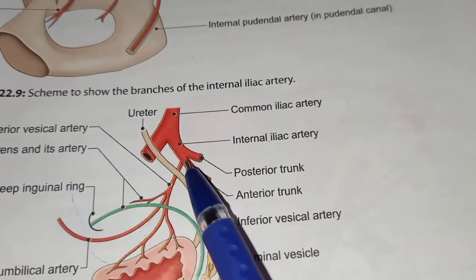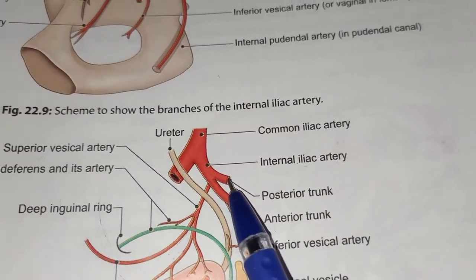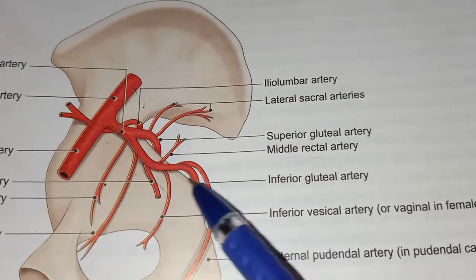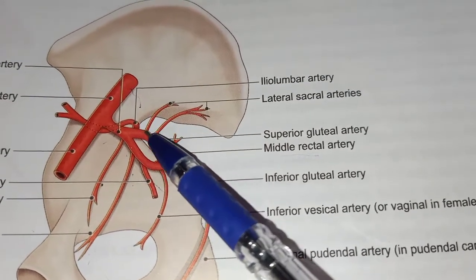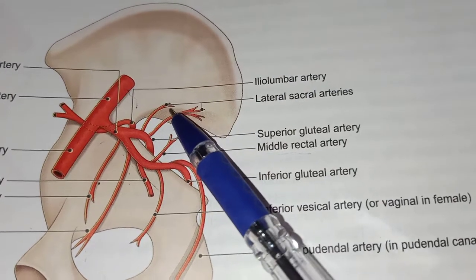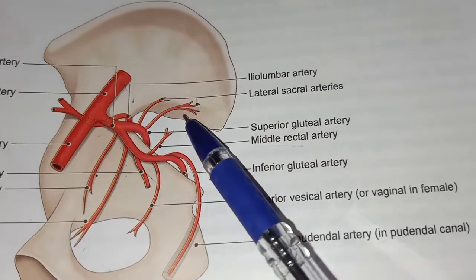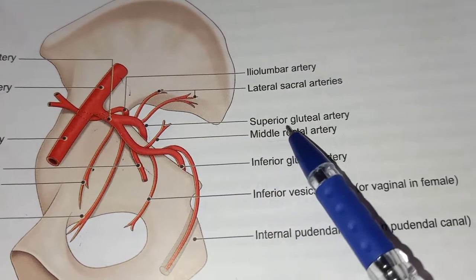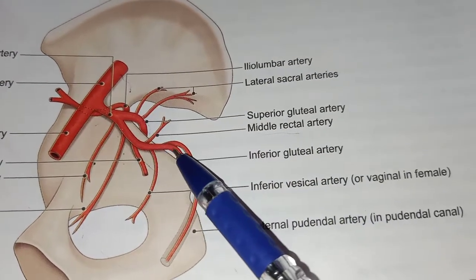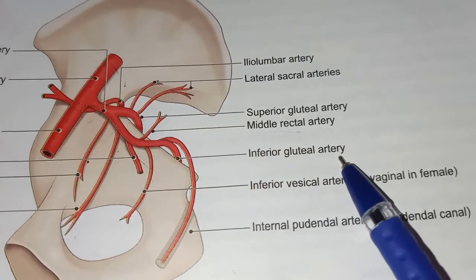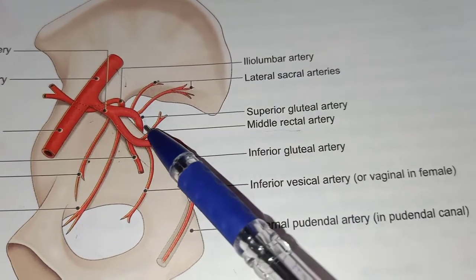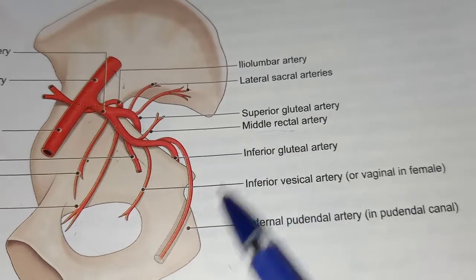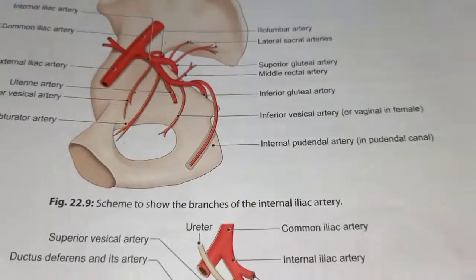The next is the posterior trunk. If you see, this is the posterior trunk, this is the anterior trunk. From the posterior trunk you have the iliolumbar arteries, the lateral sacral arteries, and the posterior trunk itself continues as the superior gluteal artery. So the anterior trunk continues as the inferior gluteal artery, and the posterior trunk continues as the superior gluteal artery of the internal iliac artery. So this much we have studied in our previous video.